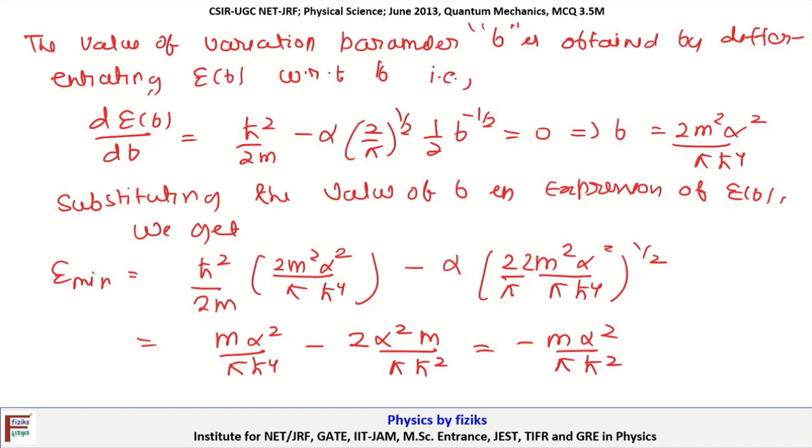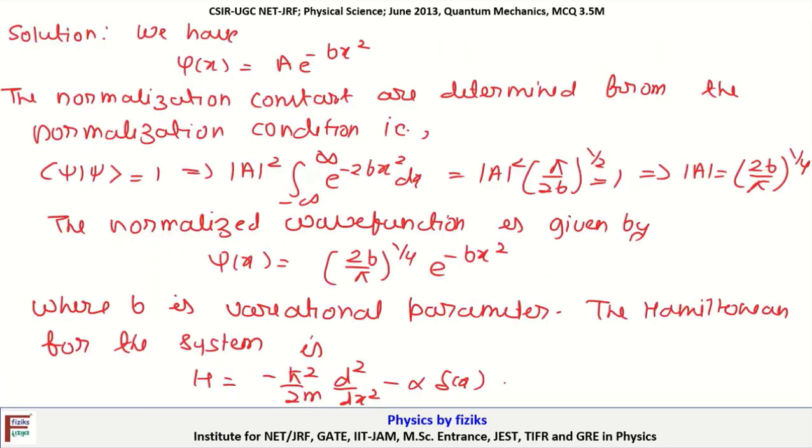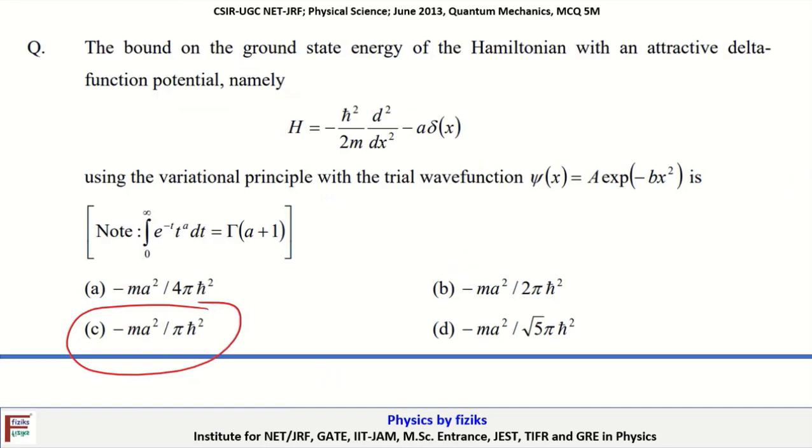So let us check which of the answers is correct. Option C is correct. I had taken by mistake this as alpha. So option C is correct. Option C is correct for this problem.